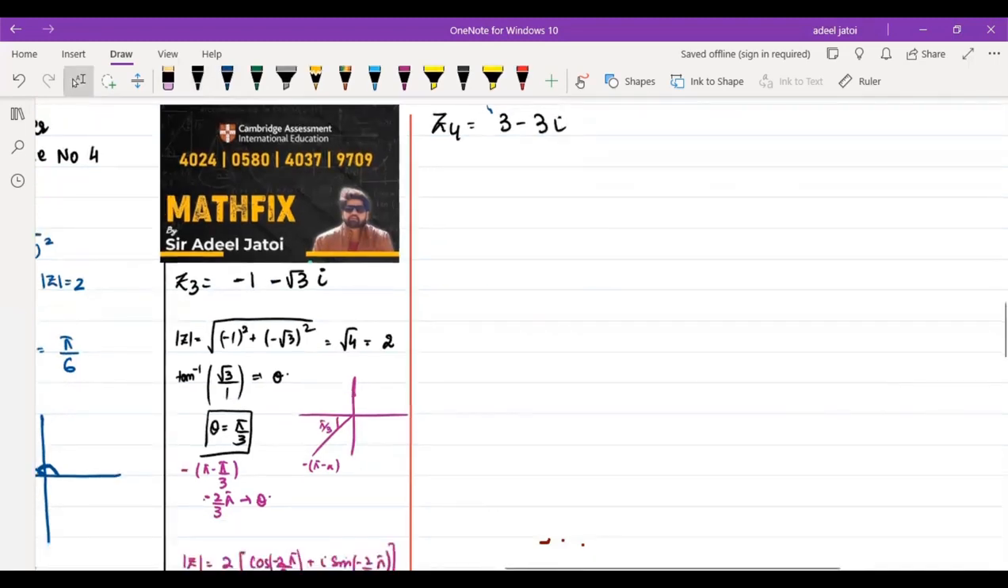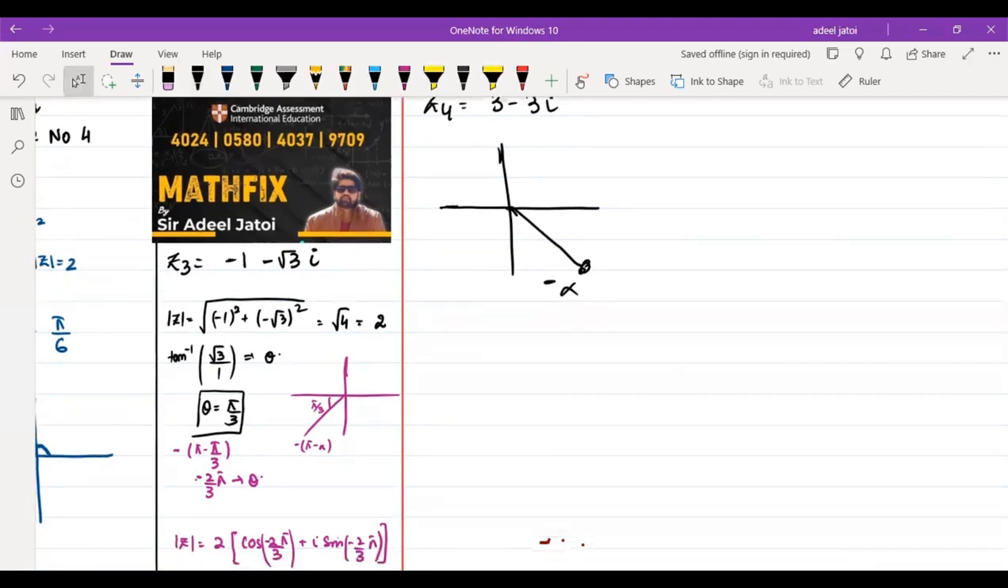What does Z4 mean? We need to understand that on your Argand diagram, Z4 is somewhere here. And this is basically minus alpha in the end. Whatever the angle that you are getting, this will be minus alpha. But for right now, we need to find out the modulus. So this should be 3 square plus negative 3 square. So this should be under root 18. Under root 18 is 3 under root 2. So R becomes 3 under root 2.